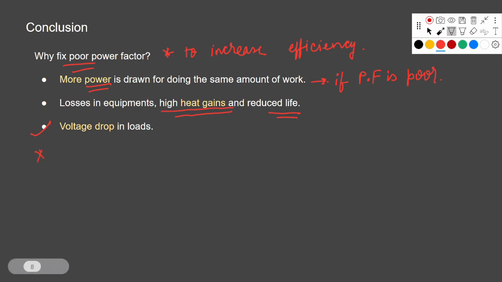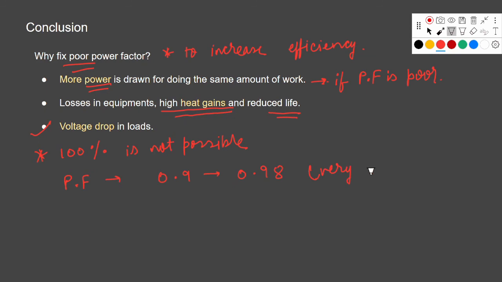So we always try to look at improving the power factor as much as possible. Of course, 100% is not possible. Power factor having values between 0.9 to 0.98 is very good.